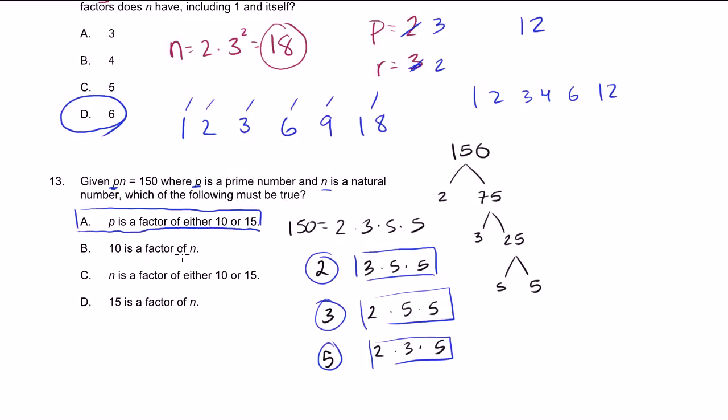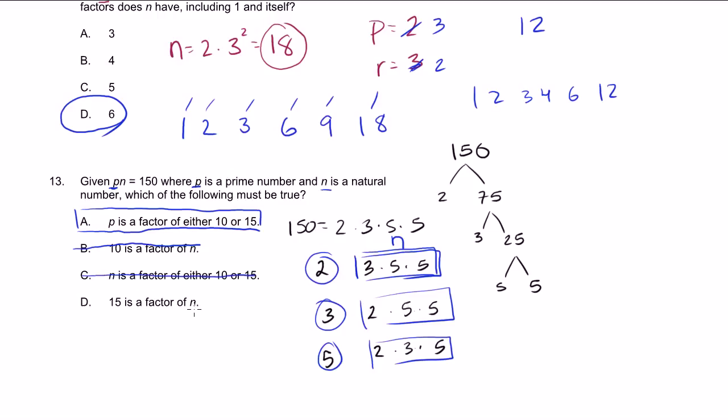10 is a factor of n. Let's see. Over here, well, no, 10 is not a factor of this n. 3 times 5 times 5 is 75. 10 is not a factor of this number. 10 is a factor of these two choices, but this is a possible n right here. 75 could be n, so this is not the correct answer. n is a factor of either 10 or 15. Remember, these are our n's right here. These are the potential n's. This is neither a factor of 10 nor 15. 10 or 15 are smaller numbers than all of these over here. So this is not the answer.